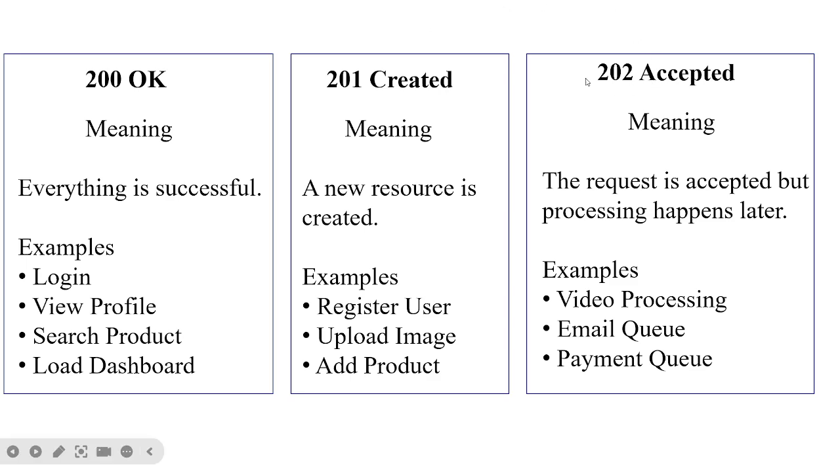Such kind of things, like if the status code is 202, which is accepted, what does it mean? For example, the request is accepted but processing happens later. For example, if you write a prompt to ChatGPT to generate a video, or to Gemini, your request has been sent and the server is processing it. After sending the prompt, the Gemini or ChatGPT server is processing that request. That kind of thing you will get 202.